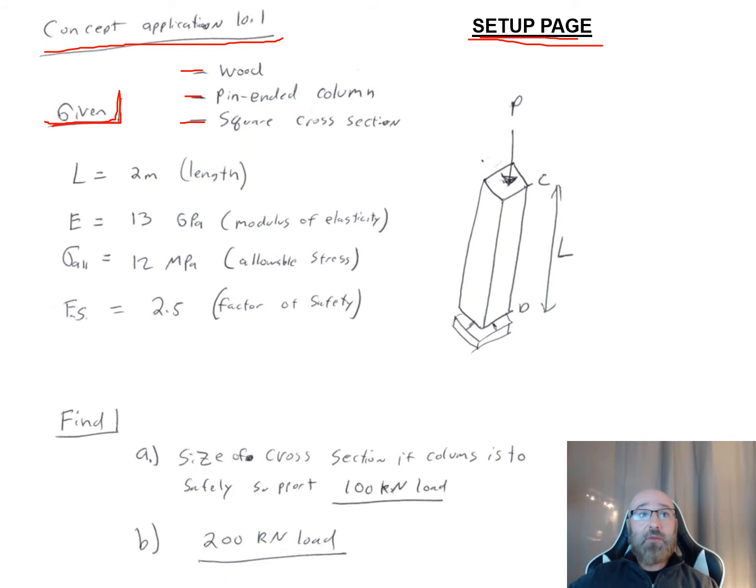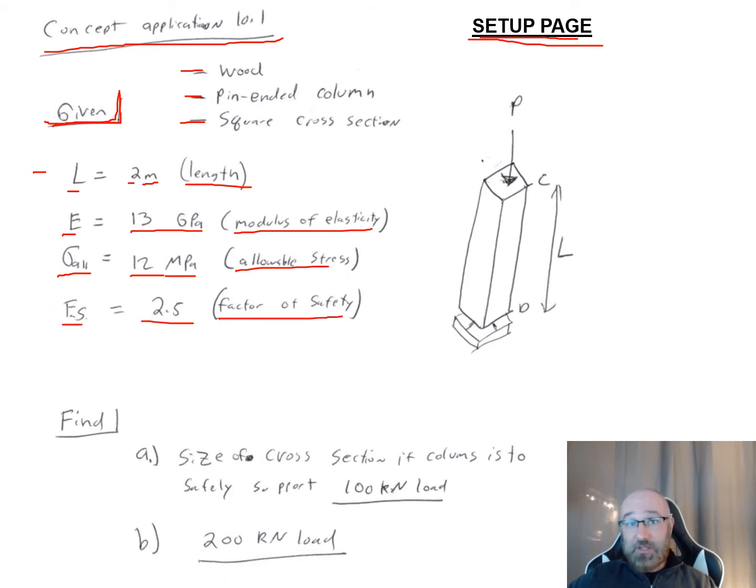Now I also have here my length. So this is where I want those four things. I want my variable name, I want my numerical value, I want my units, and I want how it relates to my problem. So I have all four of those. There's my variable L. Here's my numerical value of 2. Here's my units of meters. Here's how it relates to my problem. That's a length. Now I do the same thing over here. I have my modulus of elasticity. This is E. This is given to me as 13 gigapascals. And I have my allowable stress, sigma sub ALL, which is equal to 12 megapascals. And I have my factor of safety given to me as 2.5.